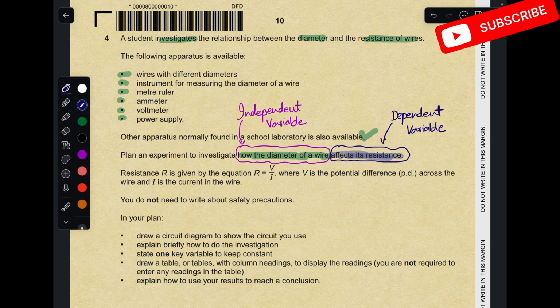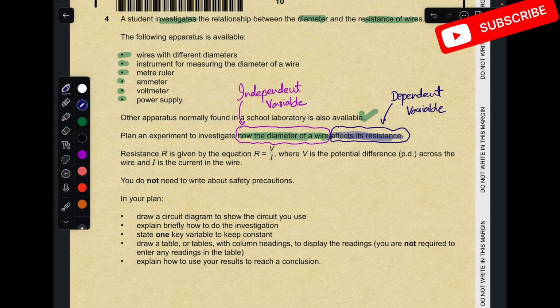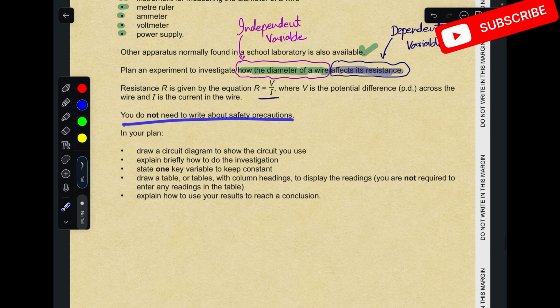Okay. So for resistance, you have the formula that you have to use. You do not need to write down the precautions. These are the points that you have to cover: one, two, three, four, five points. So let's start with answering the question. First, you have to draw the diagram.